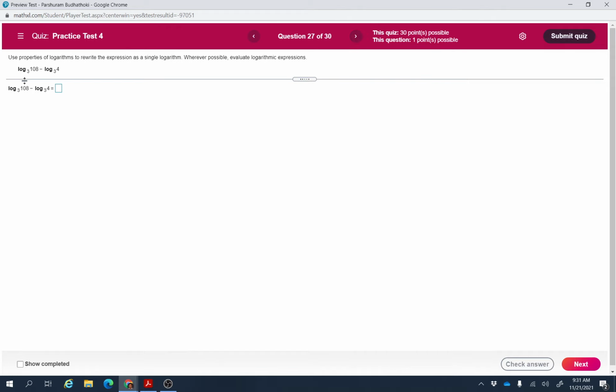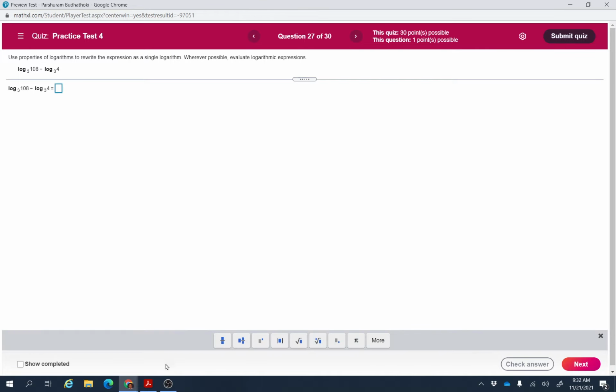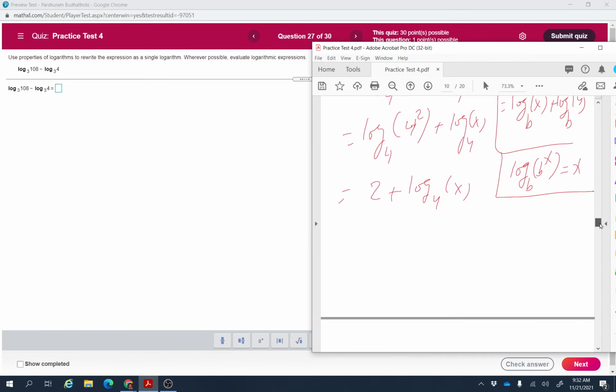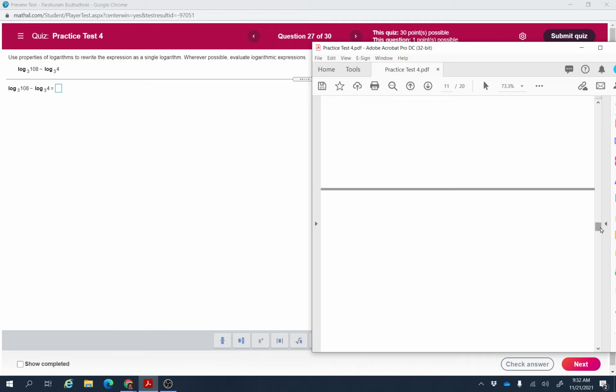You have to combine this, so we have to go back and use the properties to rewrite the expression as a single log. So it should be log base 3 of 108 divided by 4. If you divide 108 by 4, what is that, 27. So that should be log base 3 of 27, right? But what is 27? 27 is 3 to the power 3, so eventually the answer is 3, right?